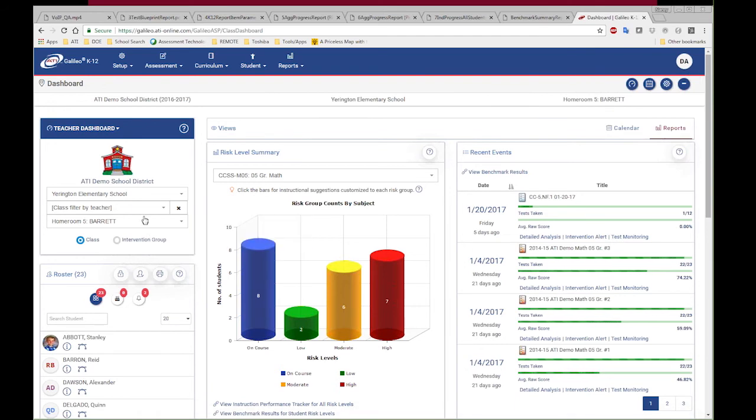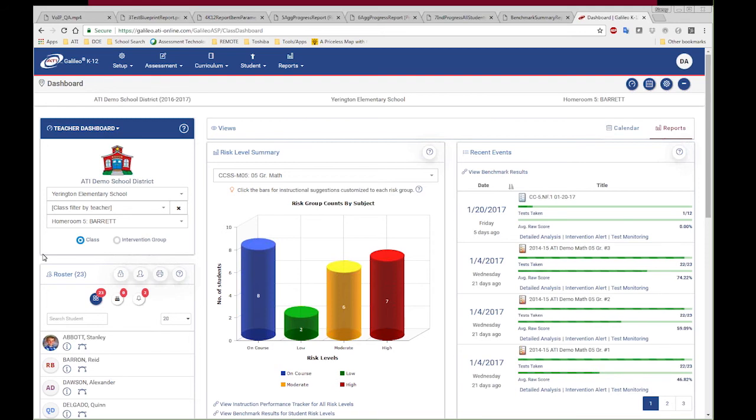And I've taken myself to Mr. Barrett's 5th grade classroom, where we have some demonstration data for 5th grade math. All the reports that you see here, the widgets, everything you see is going to populate in the same way no matter what grade and subject you are teaching.